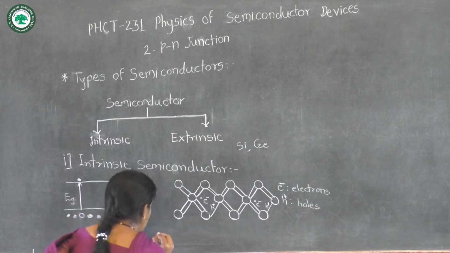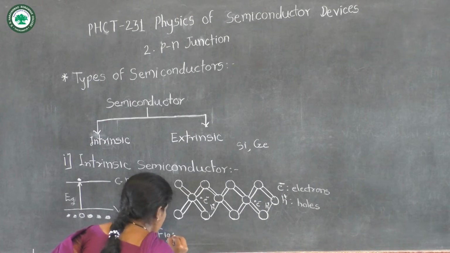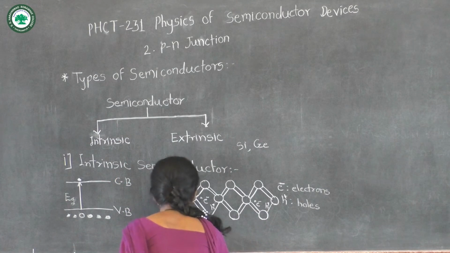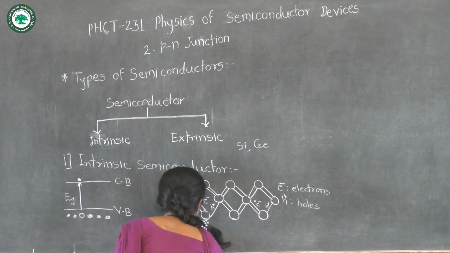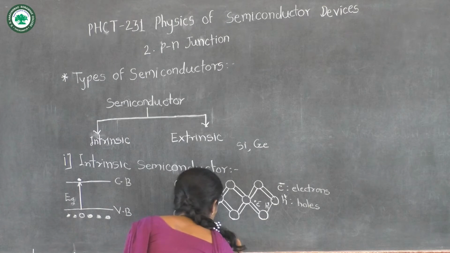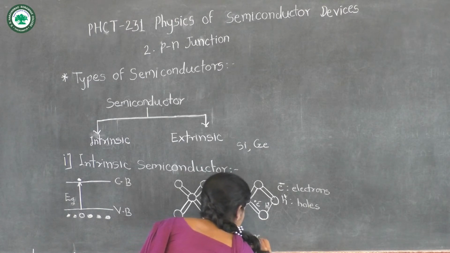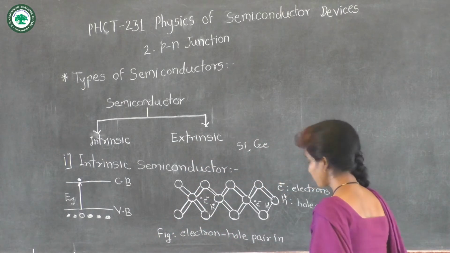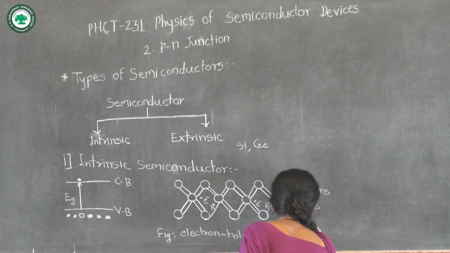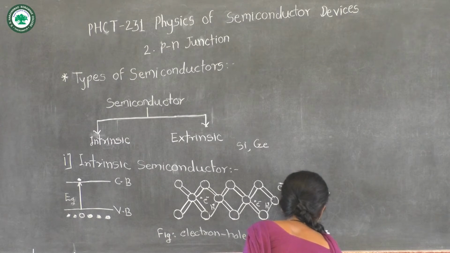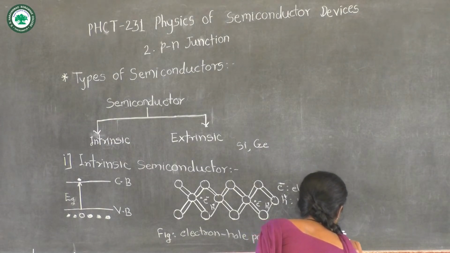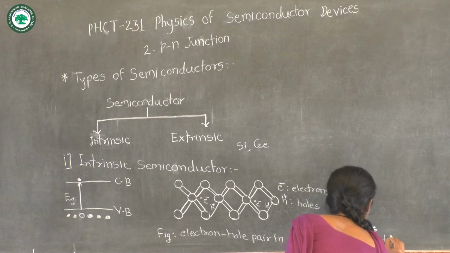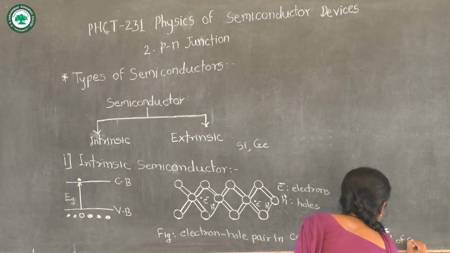So this is the figure which gives the electron hole pair in the covalent bonding model of silicon crystal.